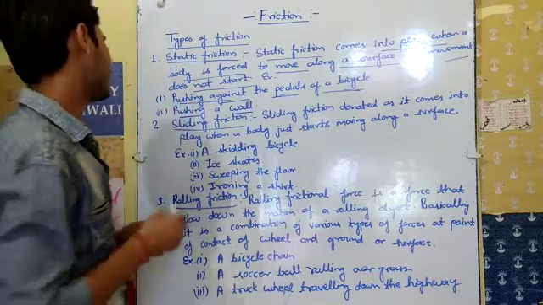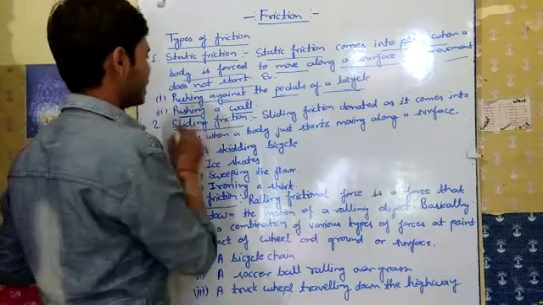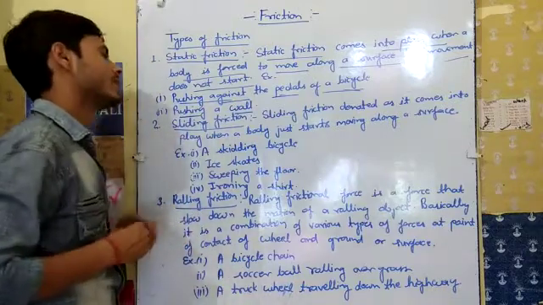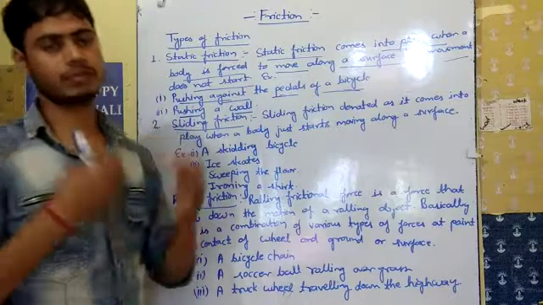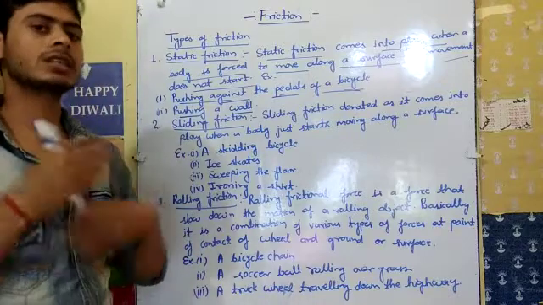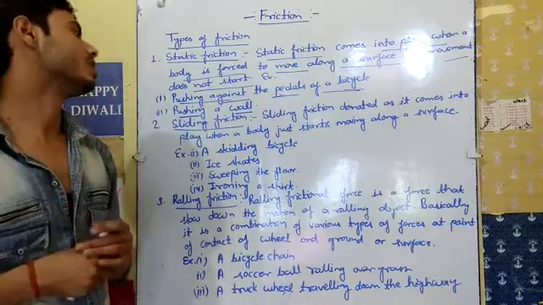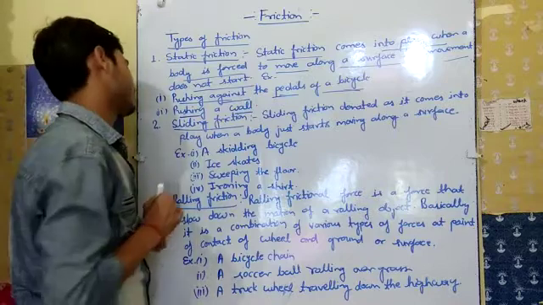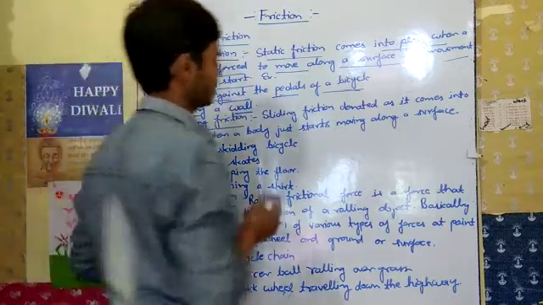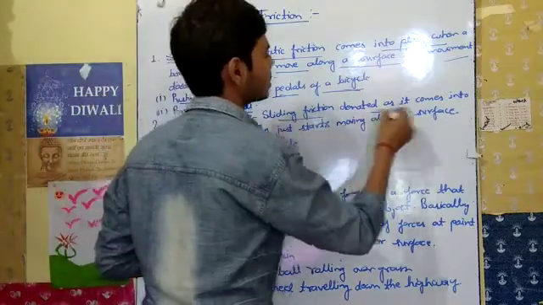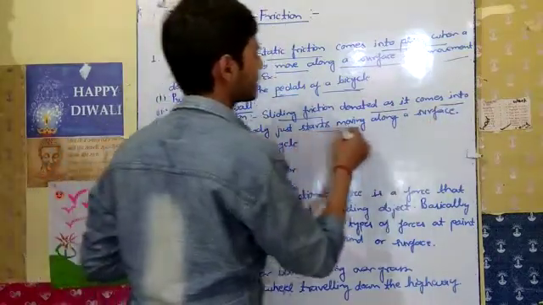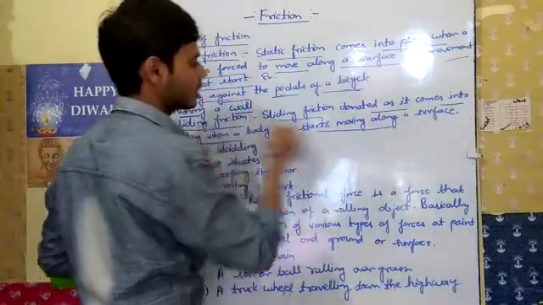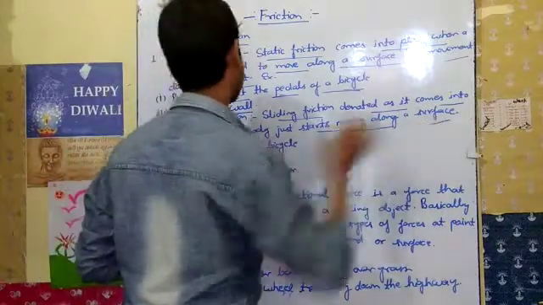Now the next one is sliding friction. So what is sliding friction? Sliding friction means the object just comes to start movement. Now the definition: sliding friction comes into play when a body just starts moving along a surface.